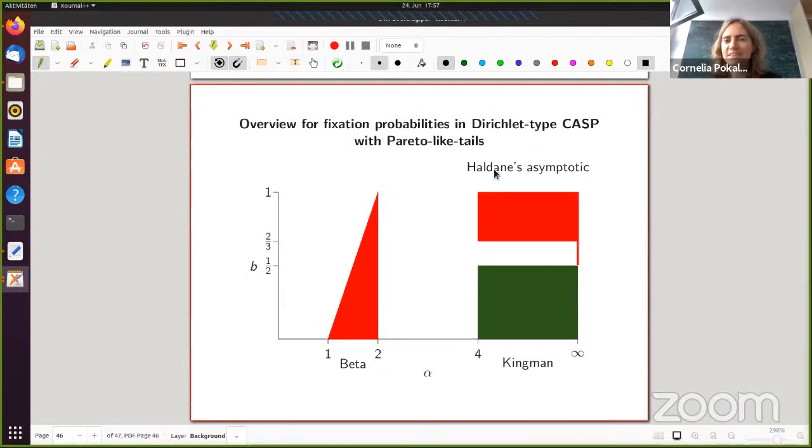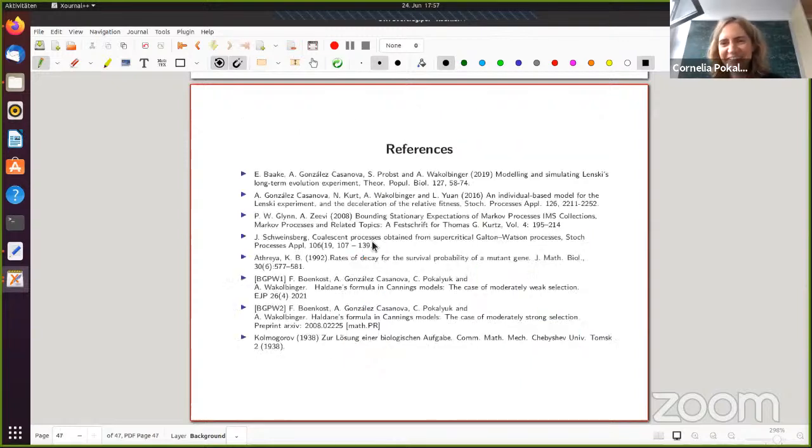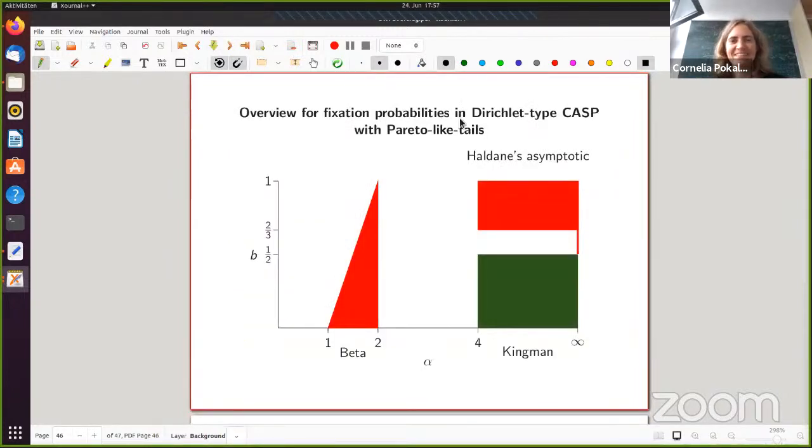But it's not of this Haldane's type. Sn does not go linearly into the formula. Yeah, and this was what we wanted to tell you. And now I have some references. Maybe I keep this here so that you know what you have to do.